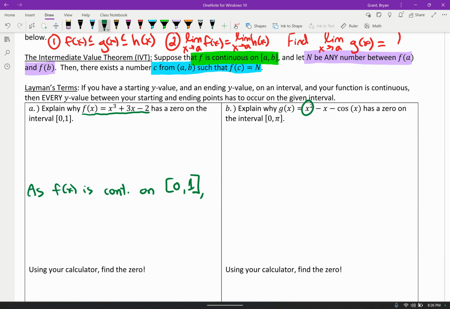Is x squared continuous? Yeah, it's a parabola. Is x continuous? Yeah, it's a line. Is cosine of x continuous? Yeah, it's a cute little wave, right? And so if you put all those together, then our new function g of x is continuous. And here's the cool part, you don't have to prove it. So for this one, as g of x is continuous on 0 to pi.